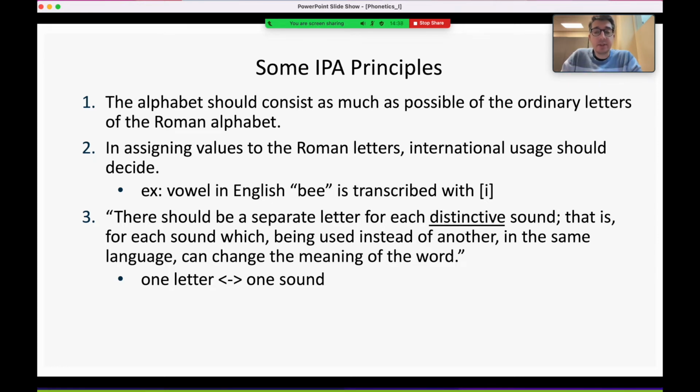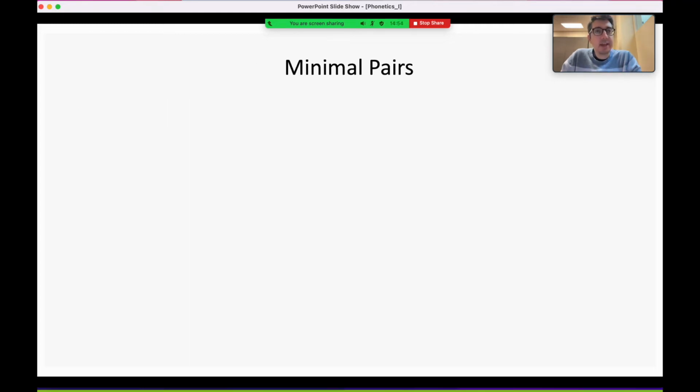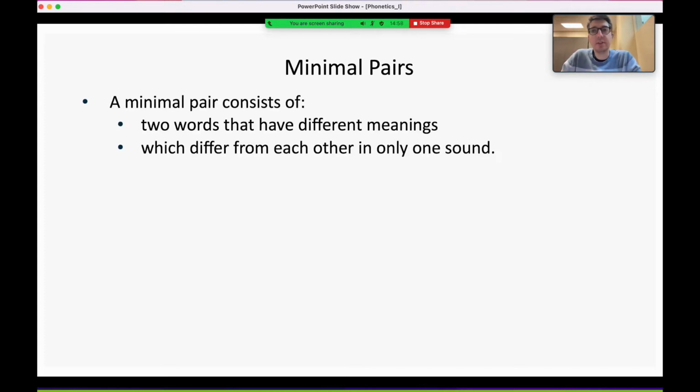There should be a separate letter for each distinctive sound. So each sound needs to have a symbol, right? And sound contrast can be shown to exist in a language by finding minimal pairs, right? So these are the three main principles of the IPA. And how do we know whether a sound is different from another sound in a language? Well, we use minimal pairs.